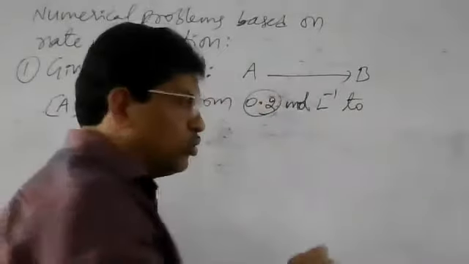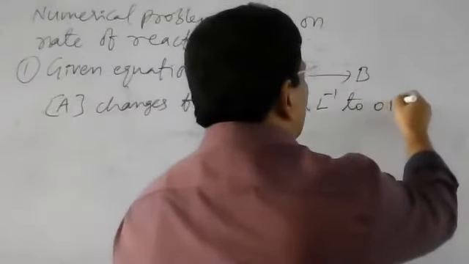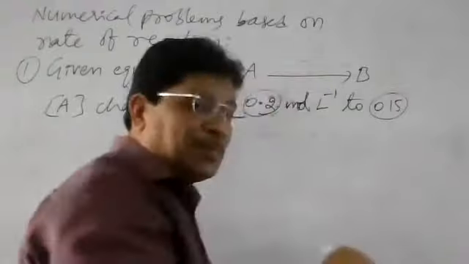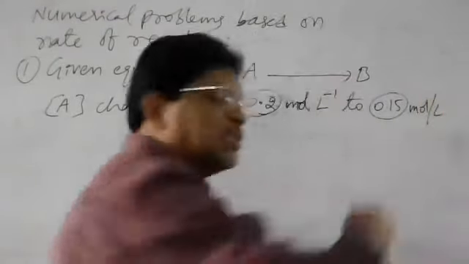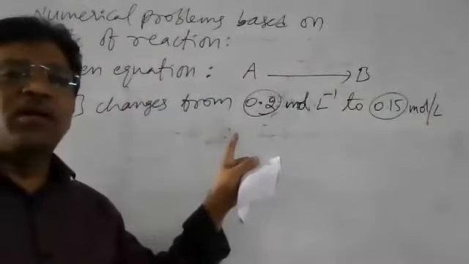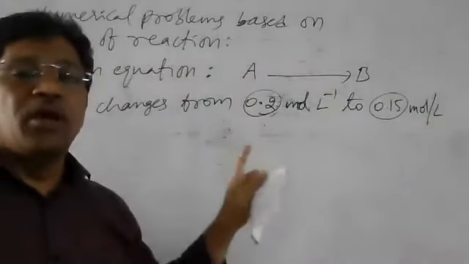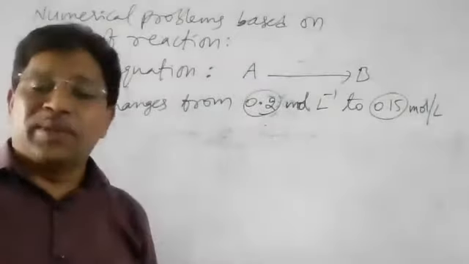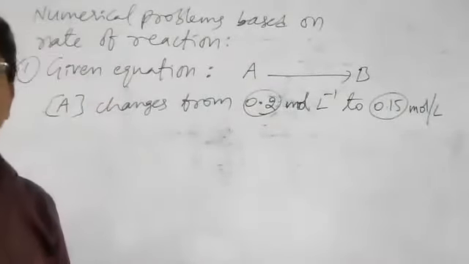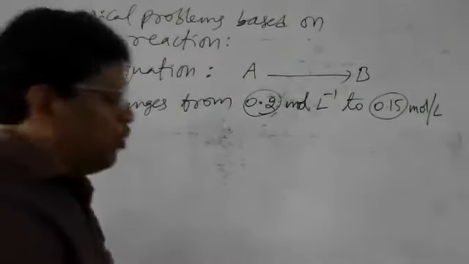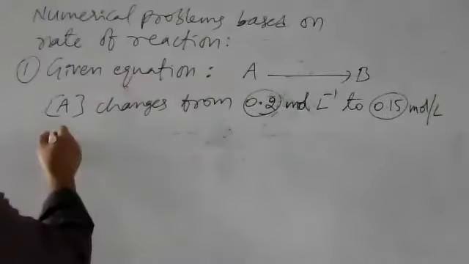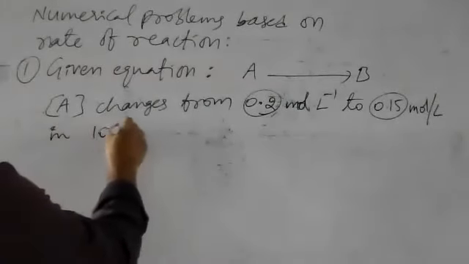From 0.2 to 0.15 moles per liter. Mole per liter and mole liter inverse are both the same. The concentration of A, the reactant, changed from 0.2 to 0.15 moles per liter in how many minutes? 10 minutes, suppose.